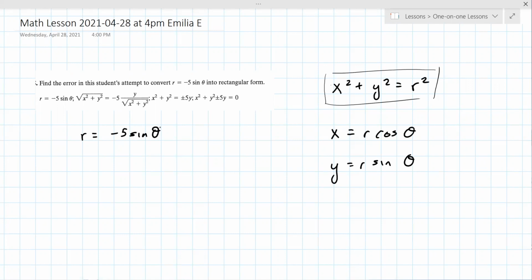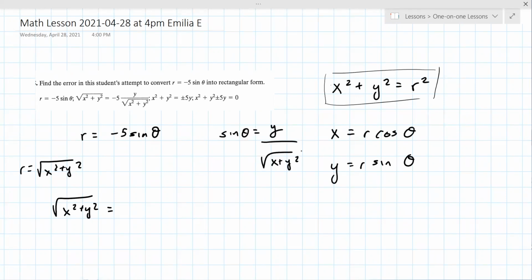All right, I'm back. The r equals -5 sine theta. And so I think what they do here is they substitute in, on this side, r equals the square root of x squared plus y squared. So that's how you get this x squared plus y squared equals. And then for sine theta, they're substituting in y over the square root of x squared plus y squared.